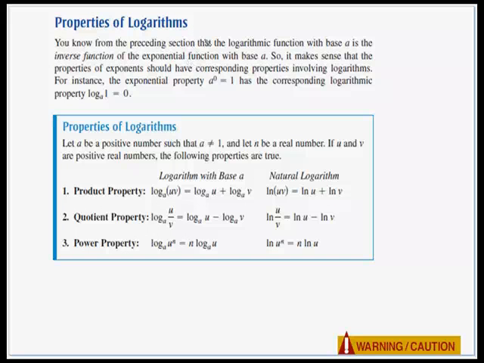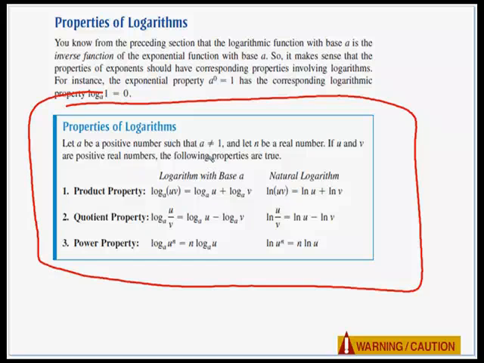You know from the preceding section that the logarithmic function with base a is the inverse function of the exponential function with base a, so it makes sense that the properties of exponents have corresponding properties involving logarithms. For instance, the exponential property a to the 0 power equals 1 has the corresponding logarithmic property log base a of 1 is equal to 0. So here are some properties of logs in the blue box.